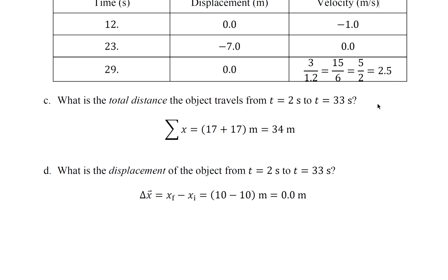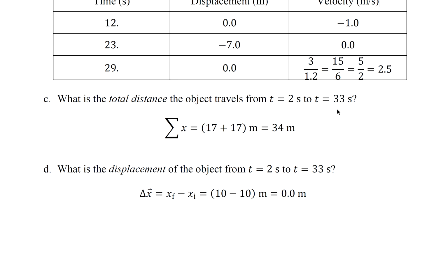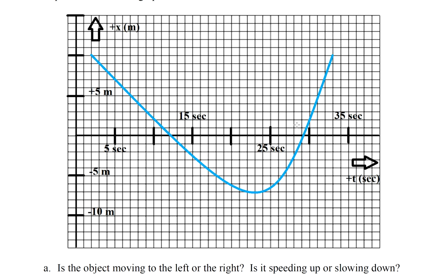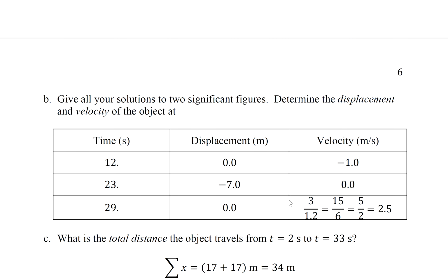Part C, what is the total distance the object travels from 2 seconds to 33 seconds? It's 34 meters. Because we're going to go from 10 to minus 7, and then from minus 7 to 10. So that's 17 plus 17.